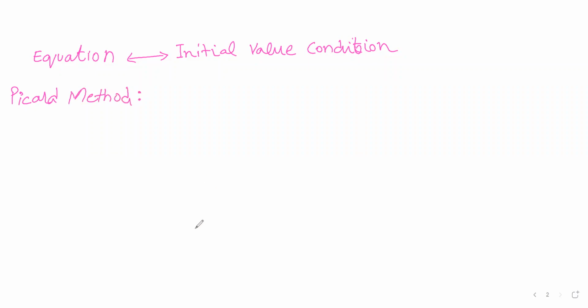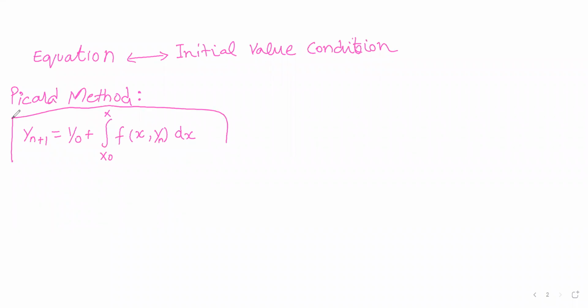For the solution by the Picard method, the equation is given by y n plus 1 equals y naught plus the integral from x naught to x of f of x, y n dx. This is the formula that we will apply for the Picard method.